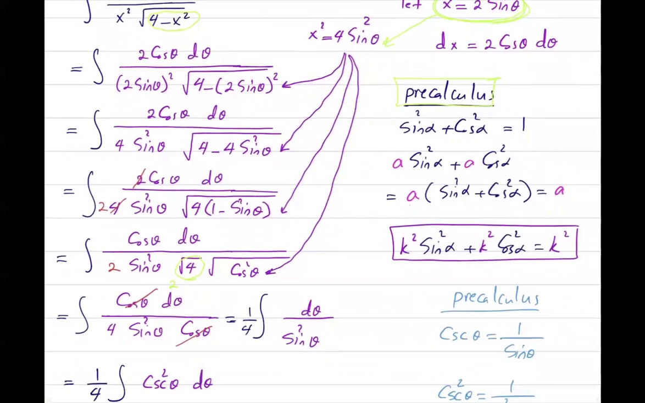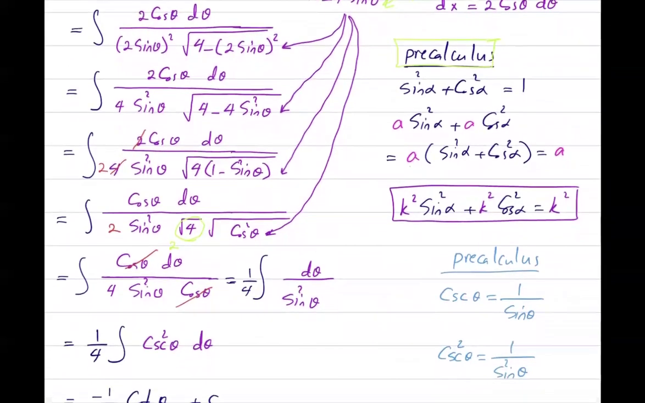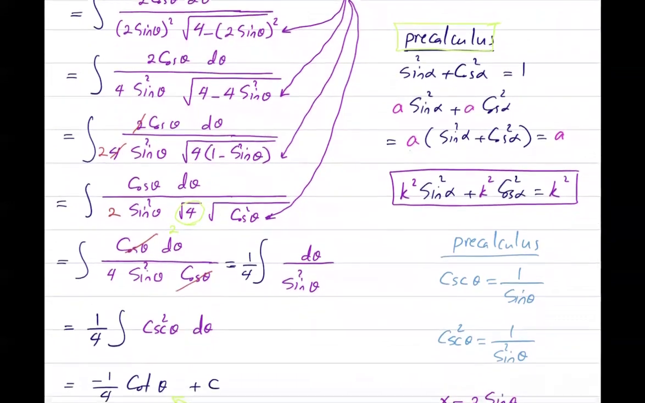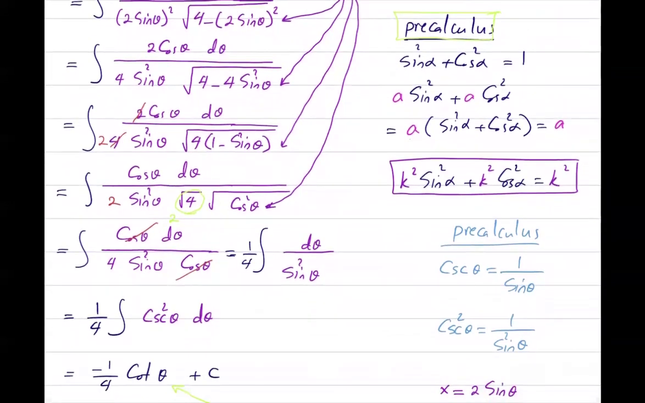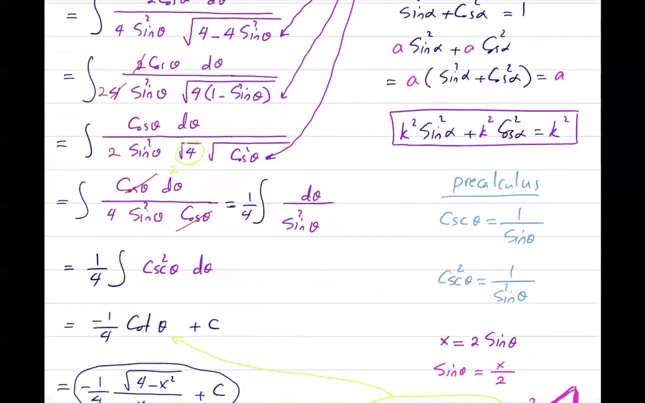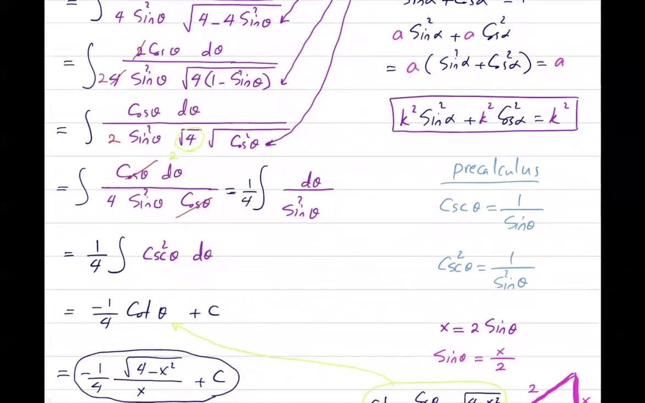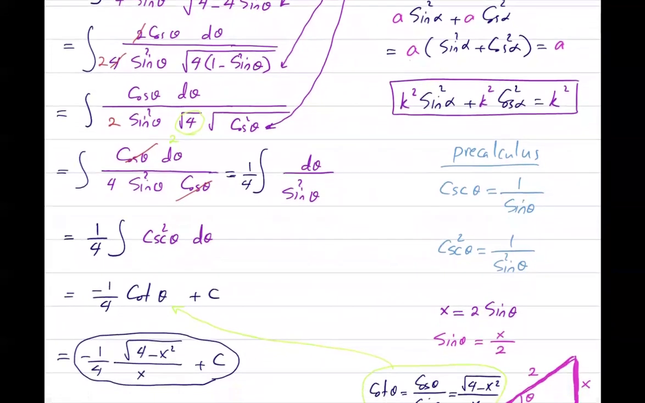Then we simplify the integral as much as we can, and we remind ourselves of the familiar integral that we learned at the beginning of the class. In this case, we end up with the integral of cosecant squared, which we all know is negative cotangent, and it has a 1/4 in front of it. We just copy everything down. But this is not our final answer, because our original integral was in x.